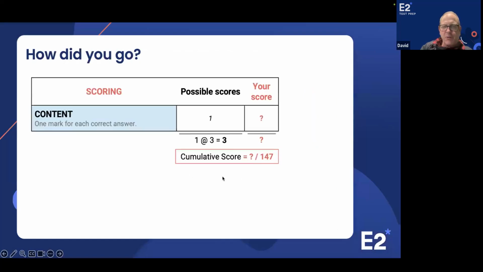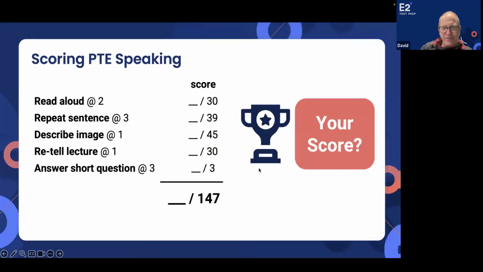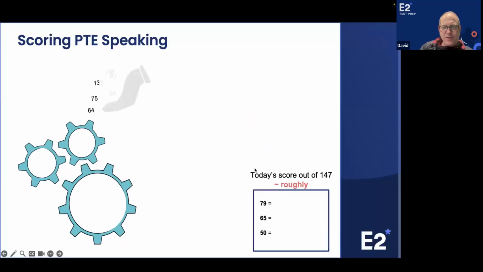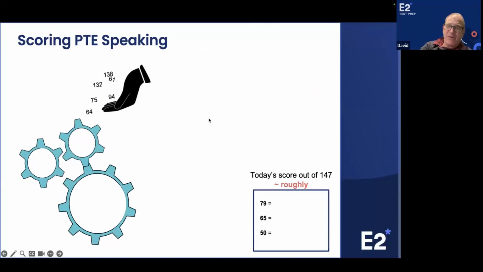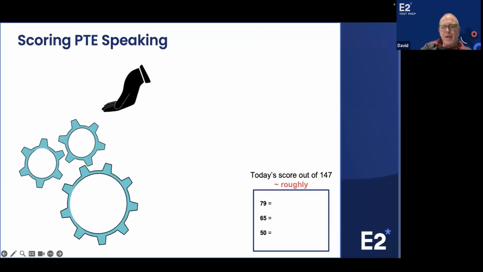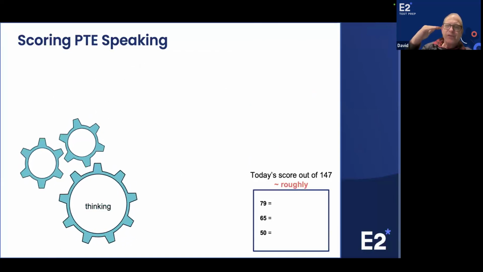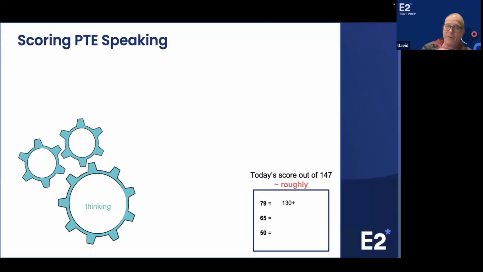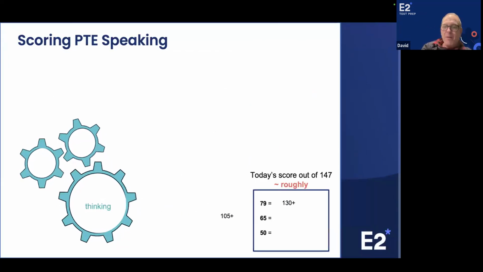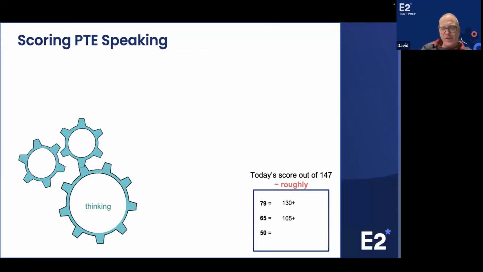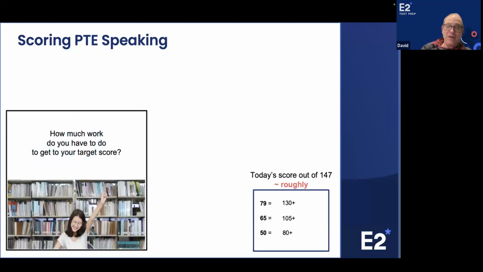Now, cumulative score of 147. Yep. So how did you go? Again, it's a rough guide. You'll be aiming for 50, 65, 79, or even 90. But you need to know that out of 147, if you got 130, you'd get 79 and above. So that's what you're really aiming for. If you got 105, 65 and above, 50 would be a result of 80 and above.